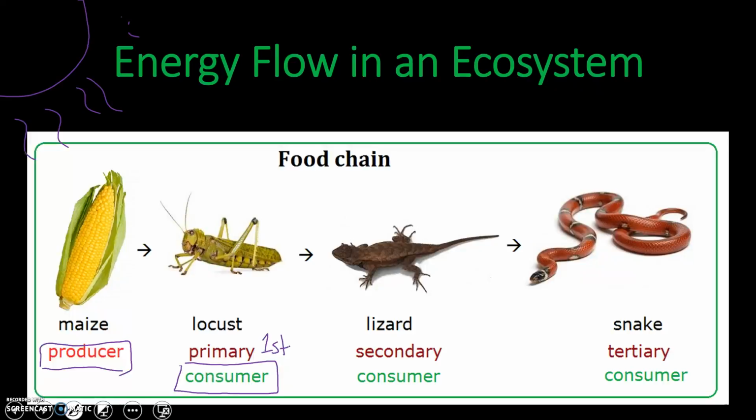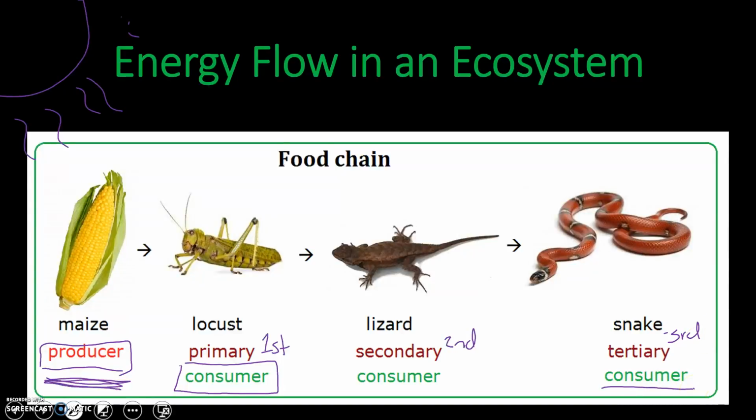The next trophic level would be the secondary consumer, and in this case, it would be a lizard. Secondary means second. So the secondary consumer is the second level that has to eat an organism. Remember, this producer didn't have to eat an organism. It was able to make its nutrition on its own. Next, we go to the tertiary consumer, and tertiary simply means third. So this is the third level of consumers that had to eat something.